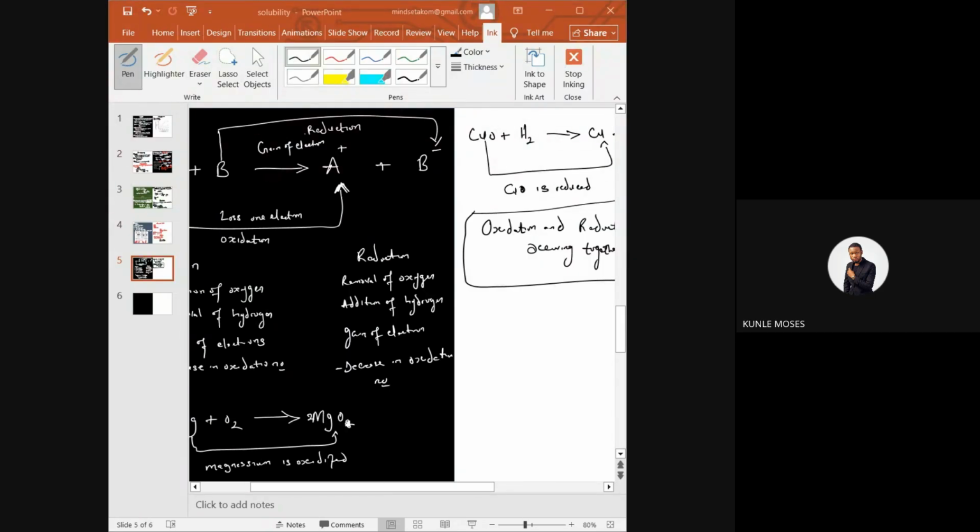Very good. A solution that can still dissolve more solute at a given temperature is said to be: A, saturated; B, supersaturated; C, unsaturated; D, dilute. C, unsaturated. Very good.